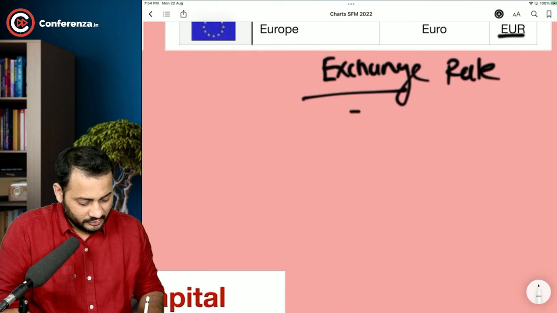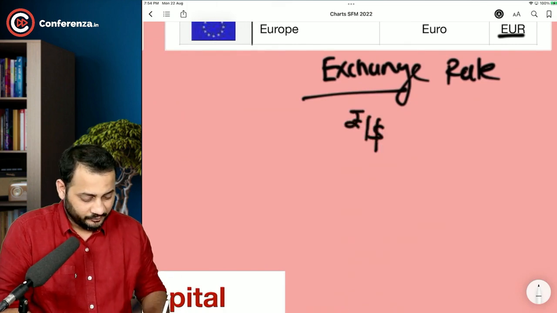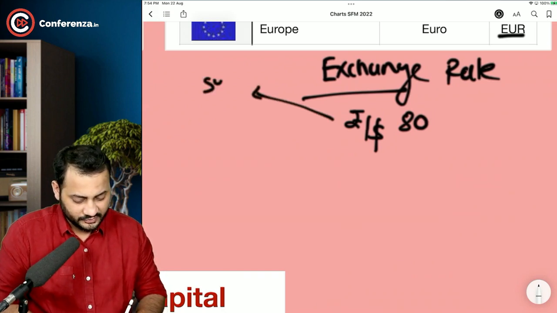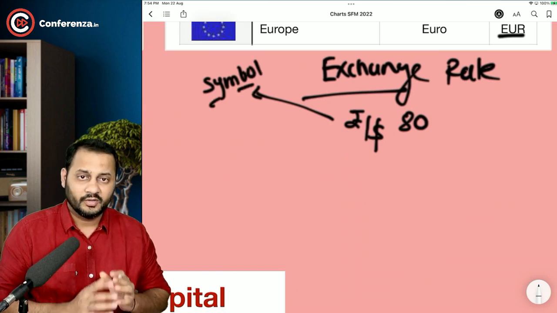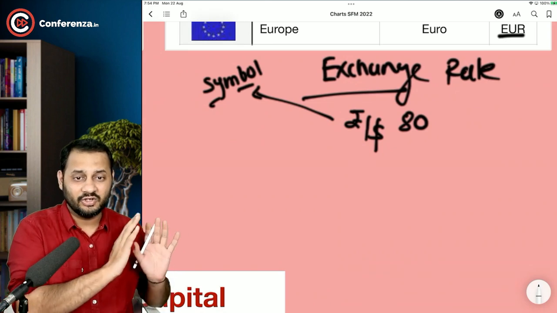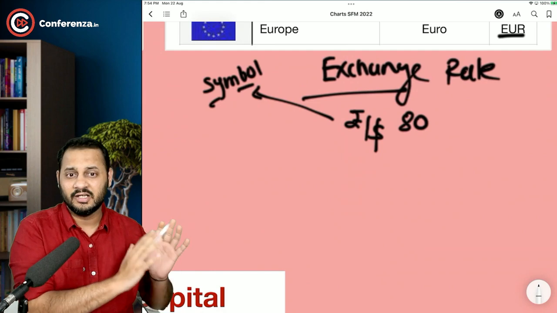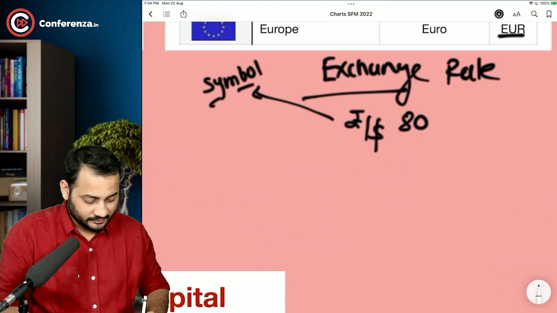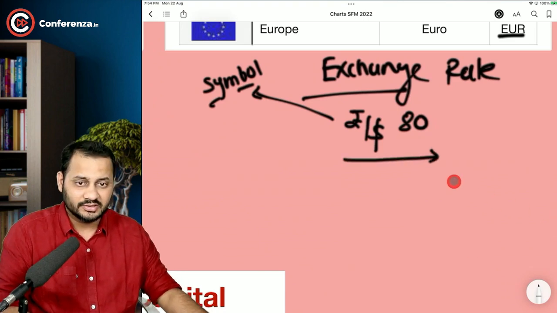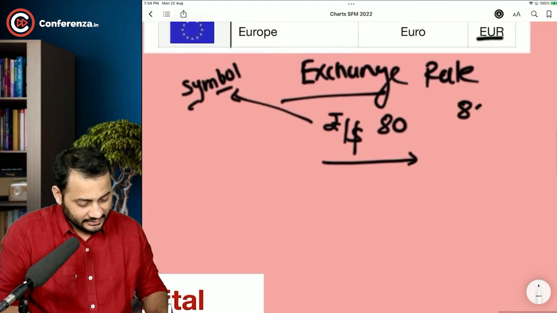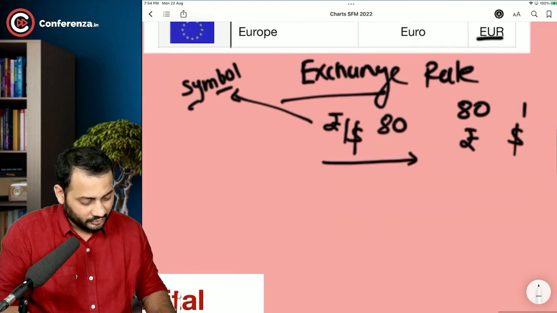So if I write down rupees per dollar 80, understand, this is represented in terms of symbol, and in other countries, the international standard is not as per this. Please understand, this is what we use most of the time in India. We have to read it like this: rupees first, per dollar 80. That means 80 is the rupees and 1 is the dollar.